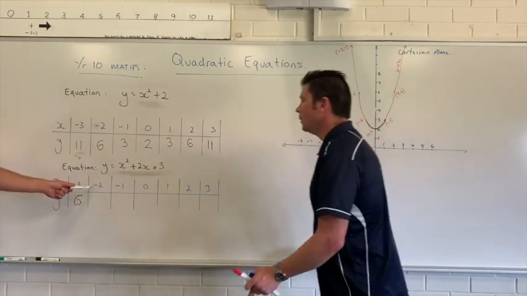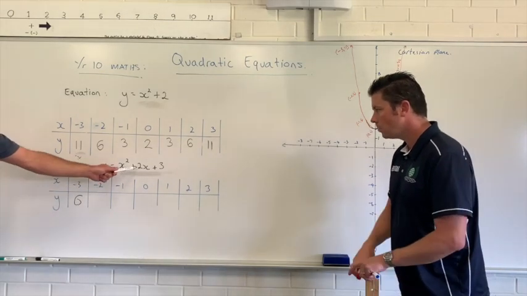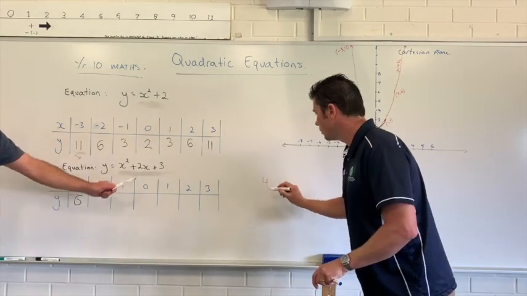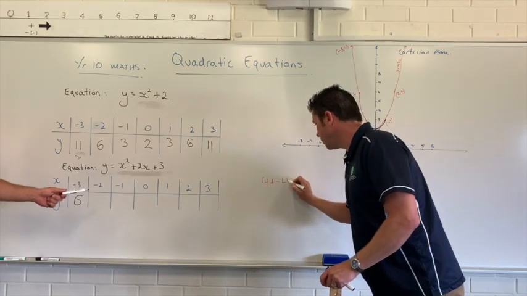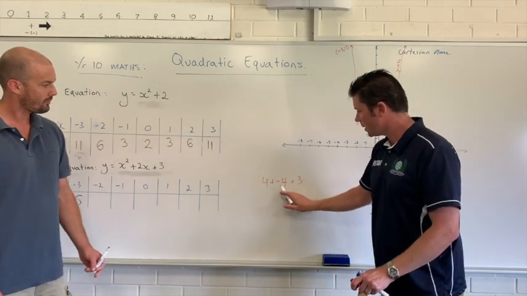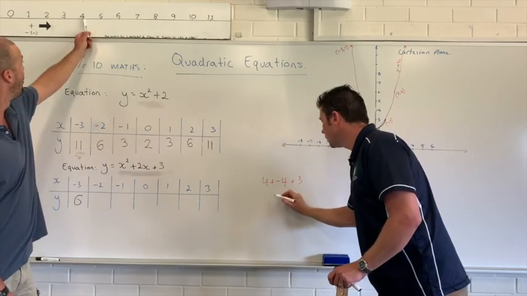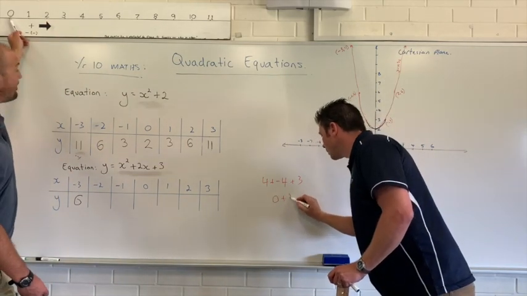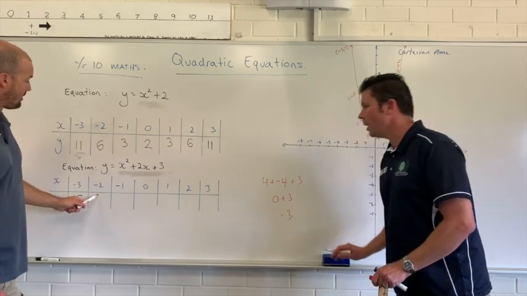So now negative 2 squared is 4. Then we've got 2 times negative 2, which will be negative 4. So plus negative 4, plus 3. So 4 plus negative 4: plussing a negative 4 is a takeaway. So you're at 4, then you take 4, you're back to 0, and then you plus 3, we're at 3.